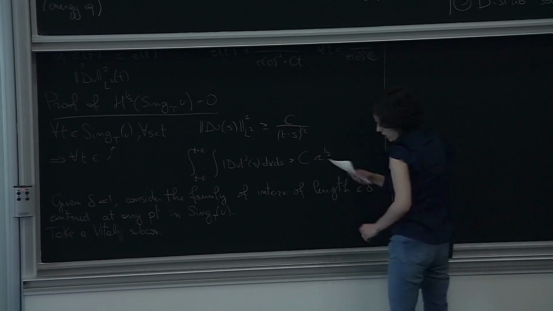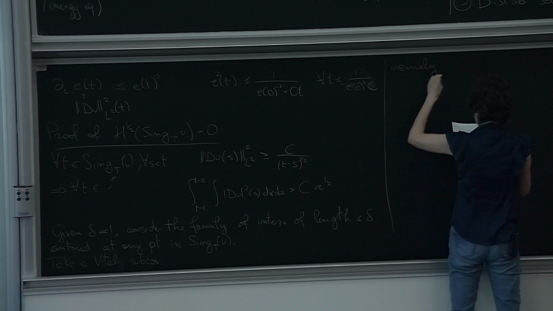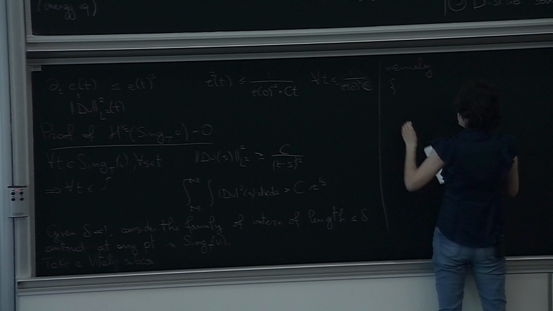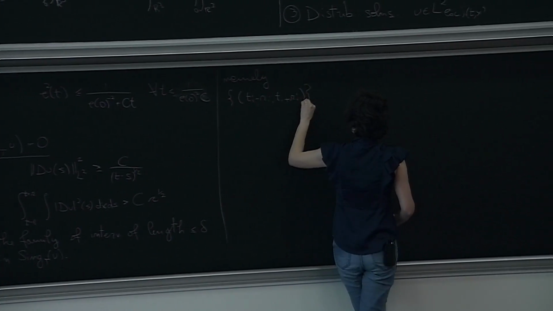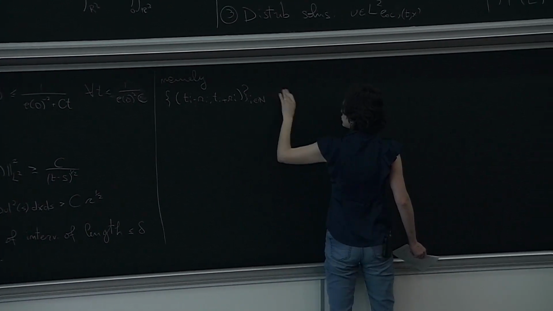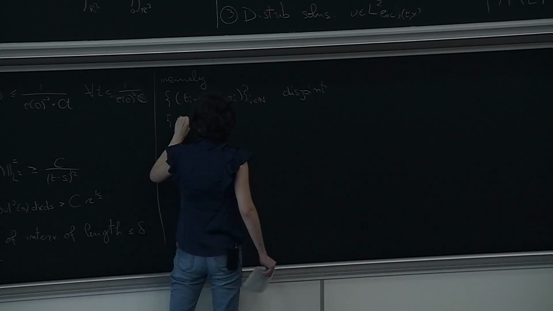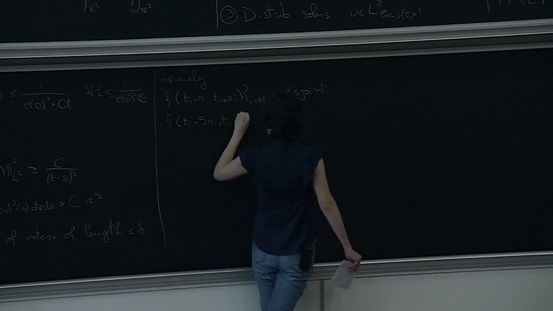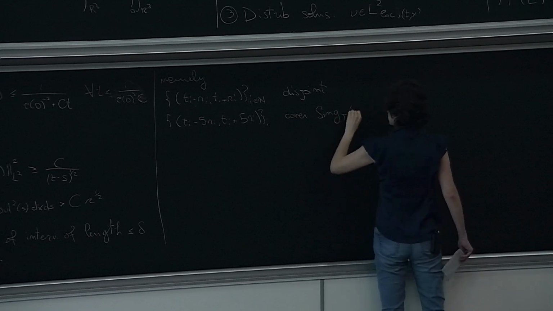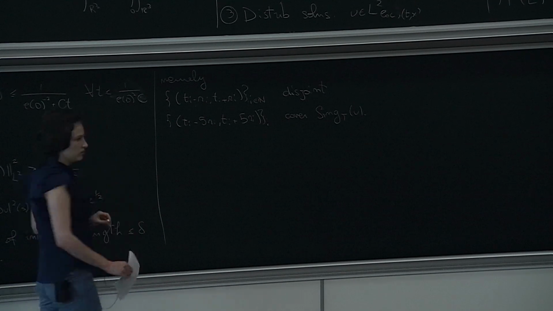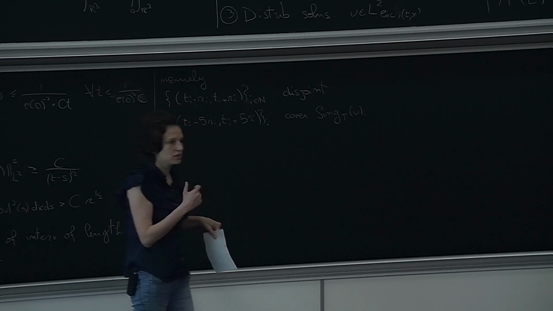So now, what I'm left with is, namely, a family of intervals ti minus ri, ti plus ri, countable, such that these intervals are disjoint. But if I enlarge them by a factor 5, they cover. So ti minus 5 ri, ti plus 5 ri, cover. And exactly, the covering is made of intervals. ri is half of the length of these intervals that I'm computing.